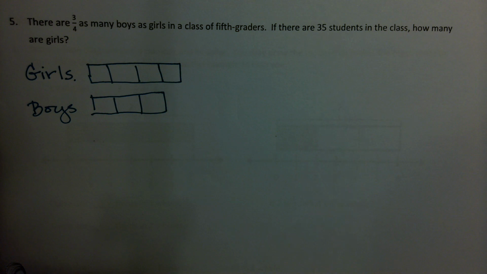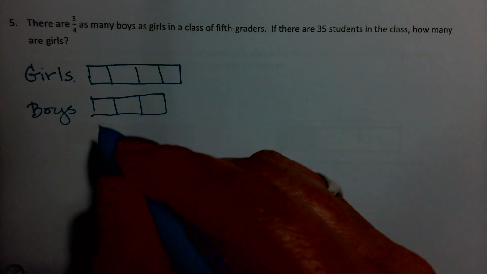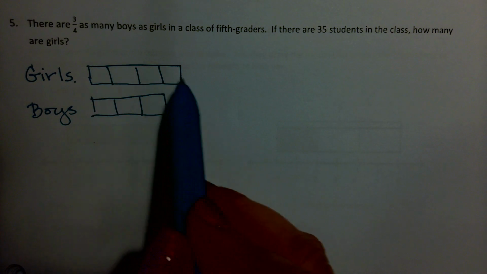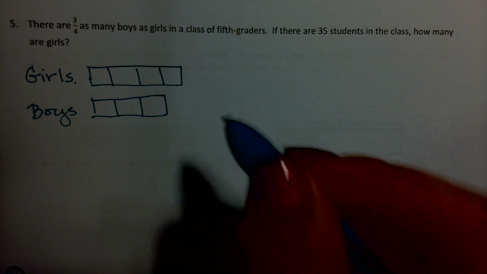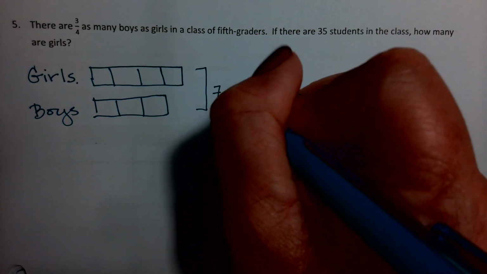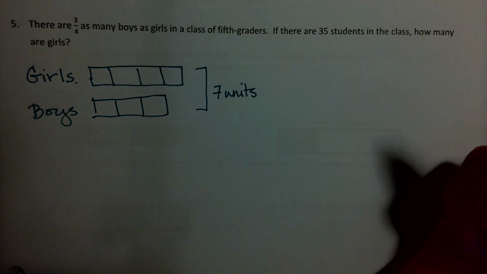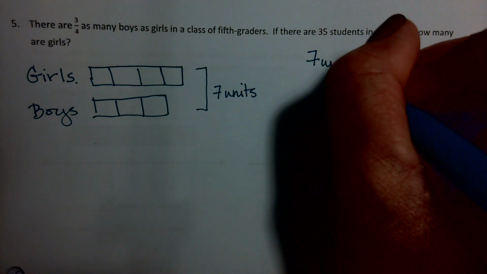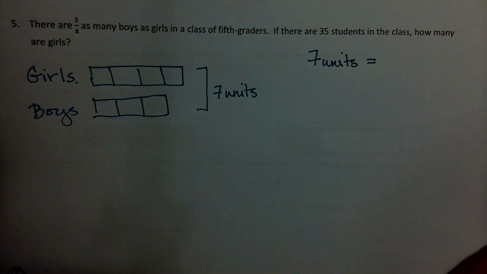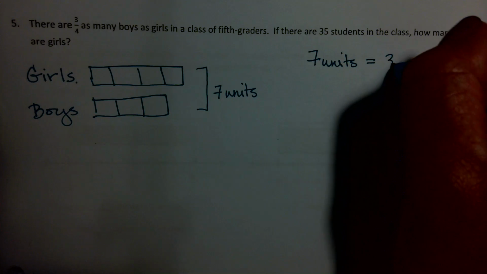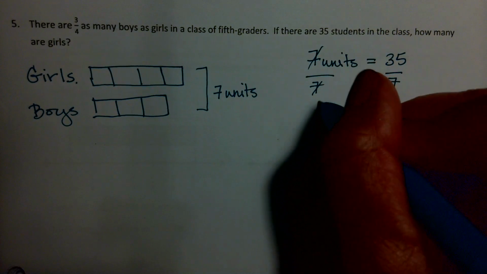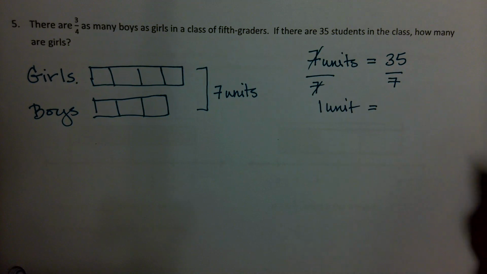Now, watch as I go through this. How many units are we trying to solve for altogether? How many units do we have here? We actually have 7 units, right? All right, watch where I go from here. 7 units is equal to how many students? 35 students, right? So going back to what we know, if 1 unit is equal to what?